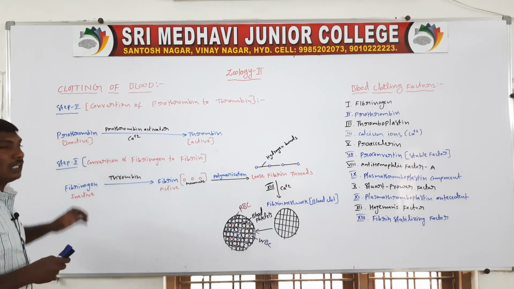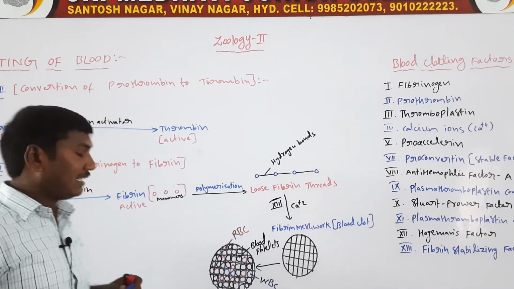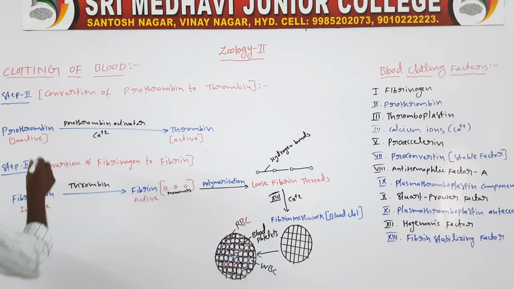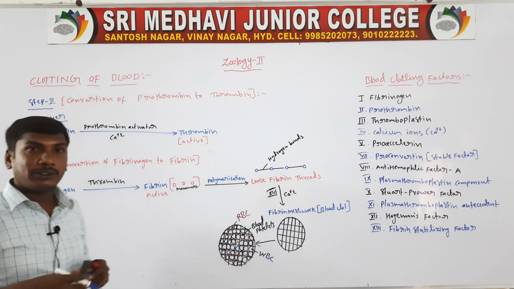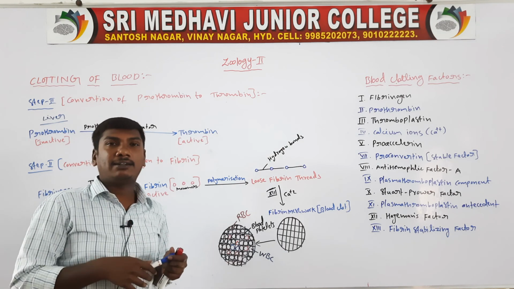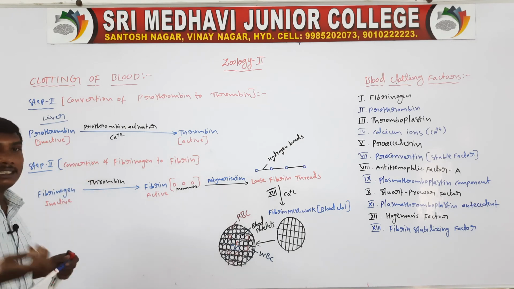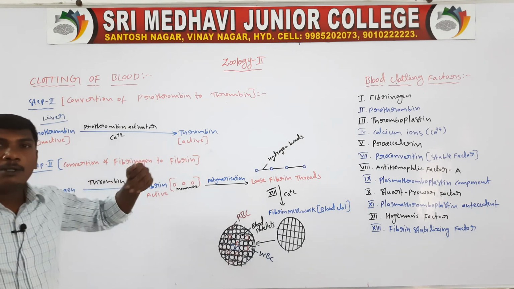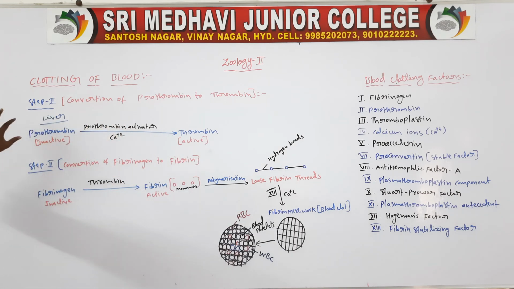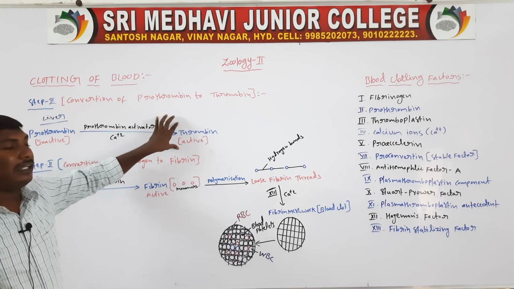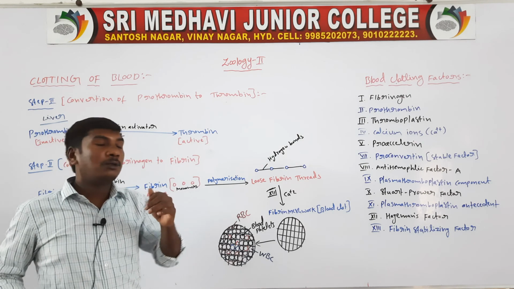First, prothrombin. Prothrombin is a protein. It is secreted from the liver. This protein is in the inactive state. The first step, the prothrombin activator, converts the inactive prothrombin to active thrombin.